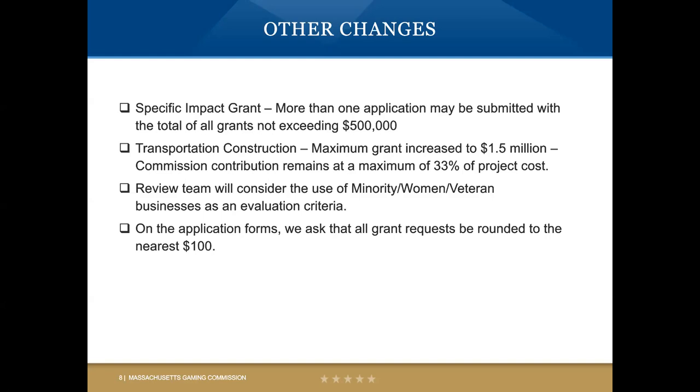Great, thank you, Kate. So there's a few other changes to the guidelines. We won't go into any great detail here. But on the specific impact grant, the maximum value of grants remains 500,000, but we did say that communities can provide more than one application, because sometimes there's two different agencies within a community that might be managing grants. And we understand that sometimes having them split up between a couple of different folks makes some sense.